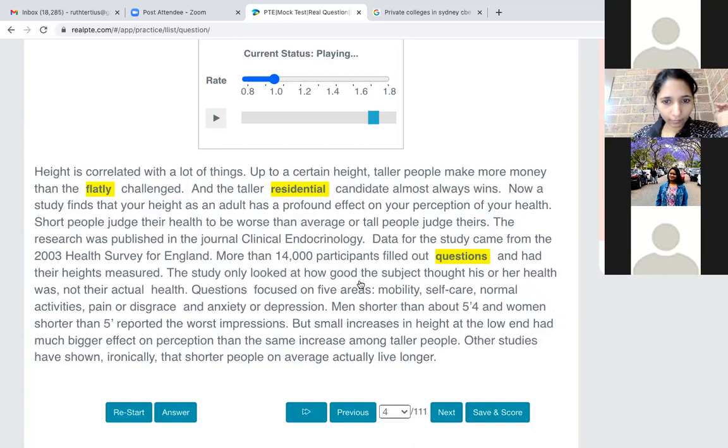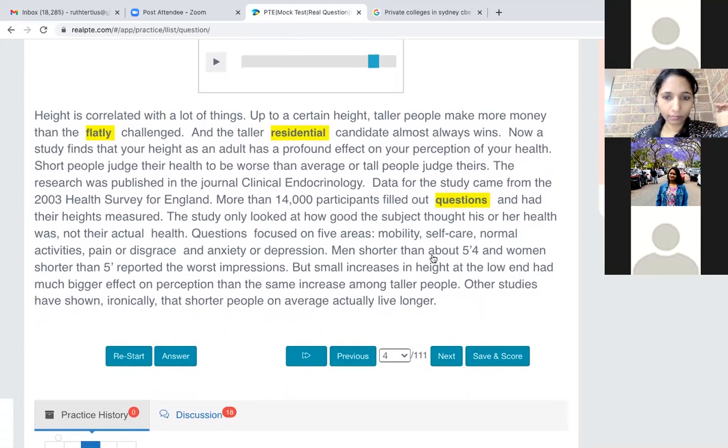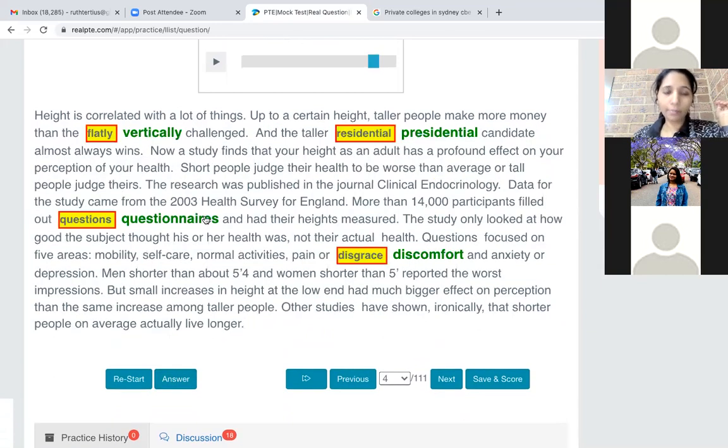And then pain or discomfort. Anxiety, pain or discomfort. Yeah. Is that all? Yeah. Okay. So that was absolutely correct.